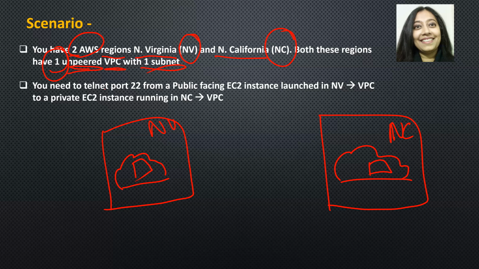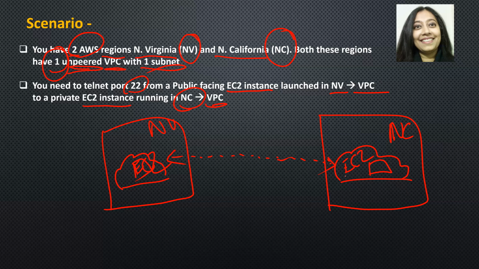Now you need to telnet to port 22 from a public-facing EC2 instance launched in the NV VPC. So you have, let's say, a public-facing EC2 over here. And you need to telnet to a private EC2 instance running in NC's VPC. So let's say you have another EC2 over here. This is a private EC2, and you basically need to telnet to this EC2 instance.